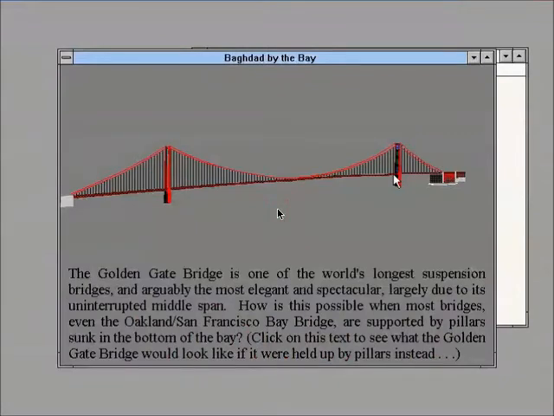The Golden Gate Bridge is one of the world's longest suspension bridges, and arguably the most elegant and spectacular, largely due to its uninterrupted middle span. How is this possible? Most bridges, even the Oakland San Francisco Bay Bridge, are supported by pillars sunk in the bottom of the bay. Click on this text to see what the Golden Gate Bridge would look like if it were held up by pillars instead.